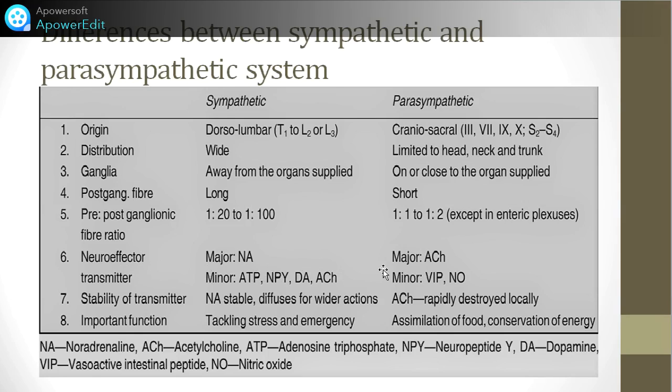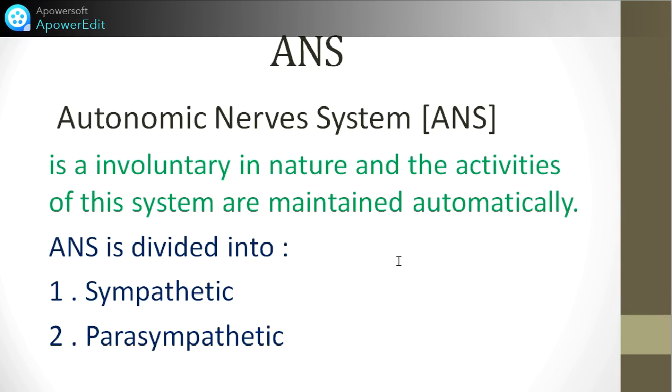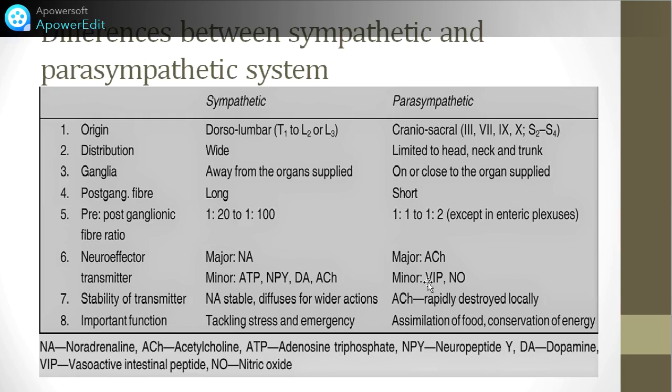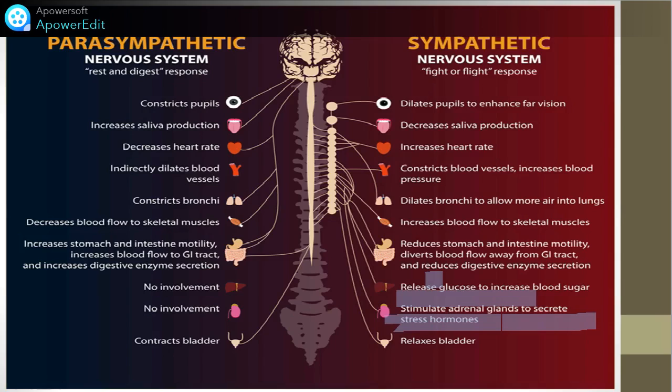Next, neurotransmitter is acetylcholine, which is the major one, and minor ones are nitric oxide and VIP, that is vasoactive intestinal peptide. Acetylcholine is rapidly destroyed by the enzyme acetylcholinesterase, and the function of parasympathetic system is assimilation of food, conservation of energy. When we are at rest, our parasympathetic system is working.